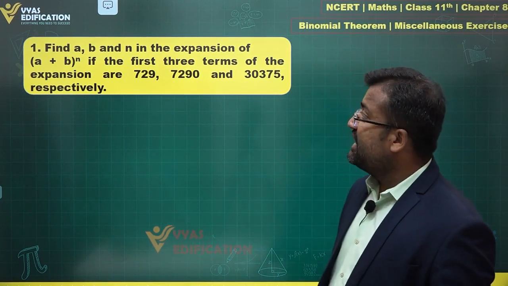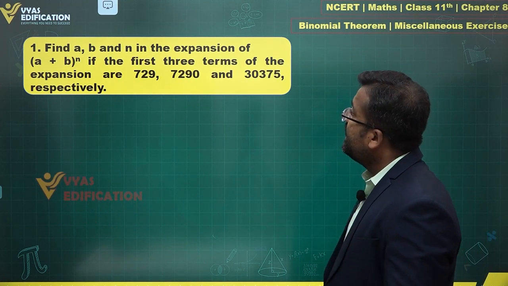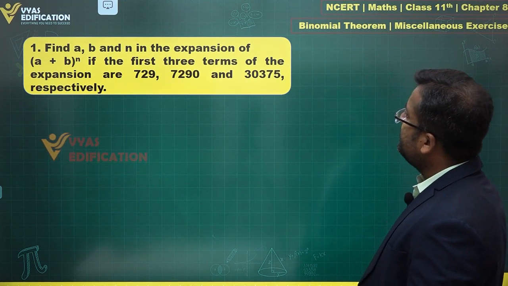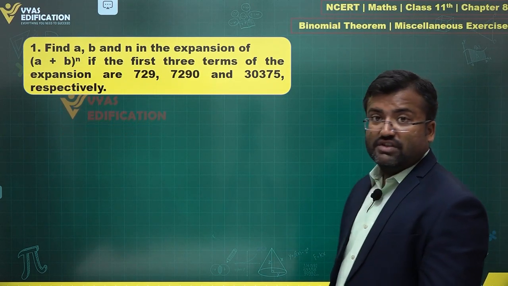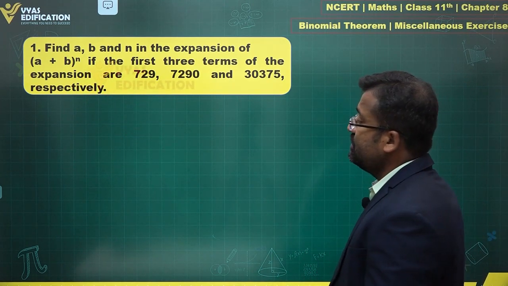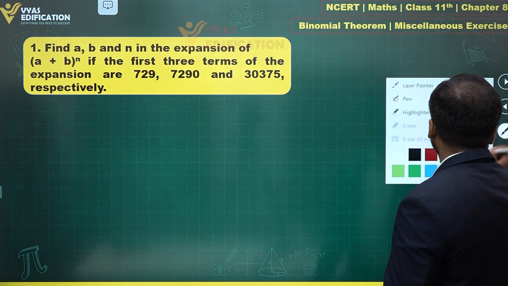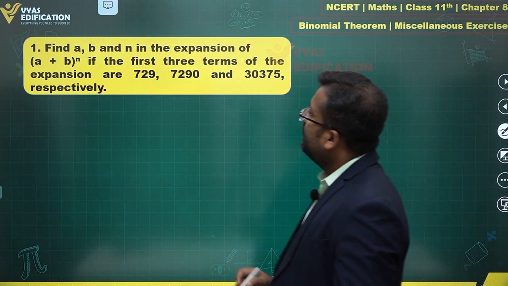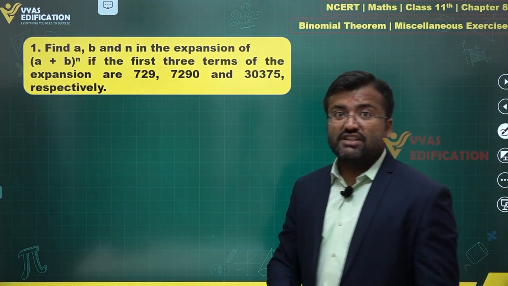What does the question say? Find a, b and n in the expansion of (a + b) whole power n if the first three terms of the expansion are this, this and this respectively. So we're supposed to find a, b and n. There are three unknowns and there are three conditions, right? Let's use those conditions to solve this question. First three terms of the expansion, right?